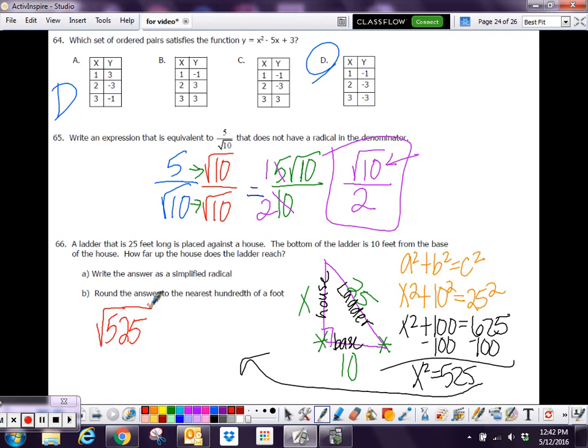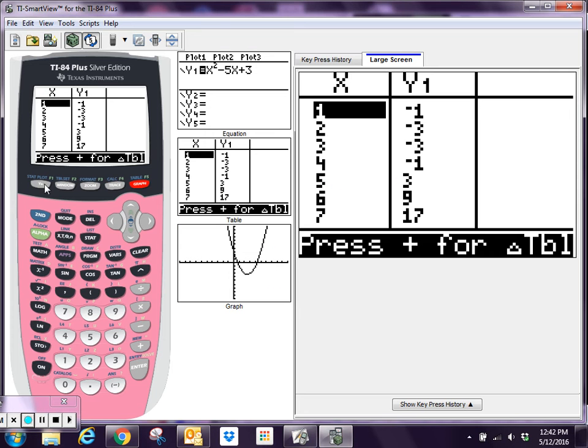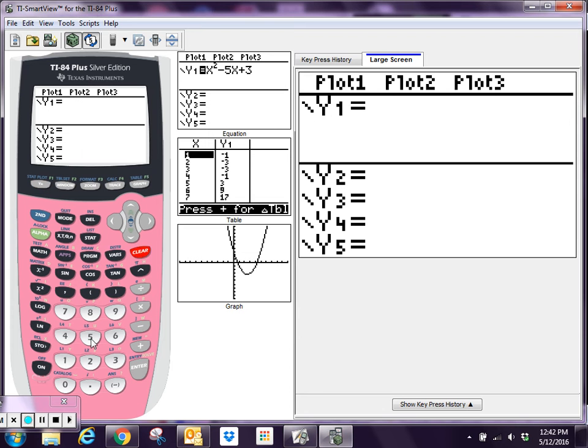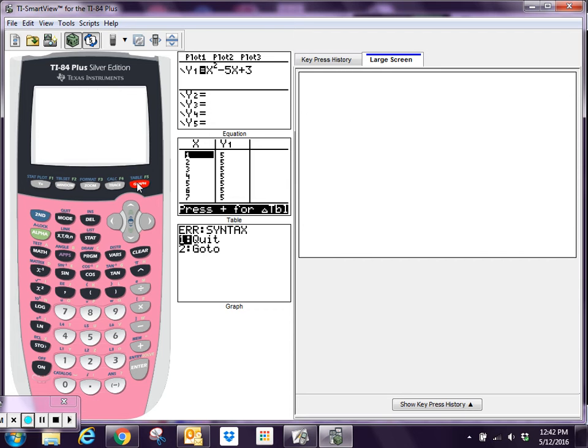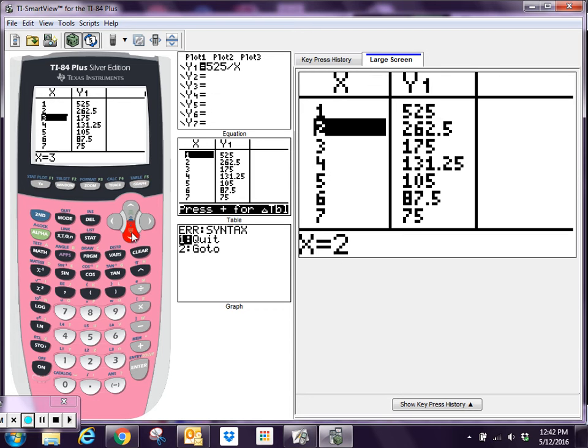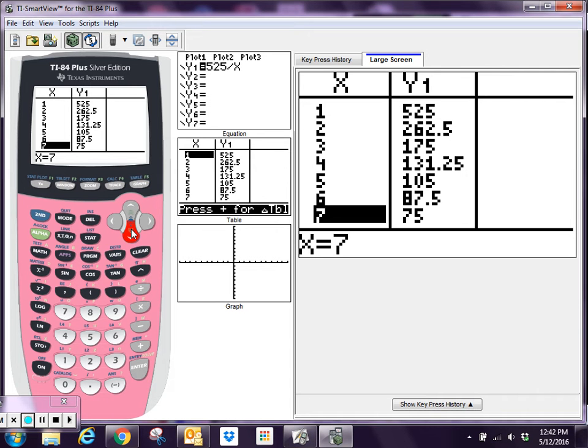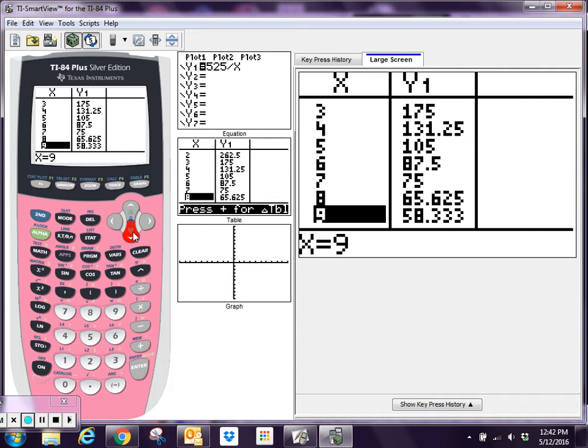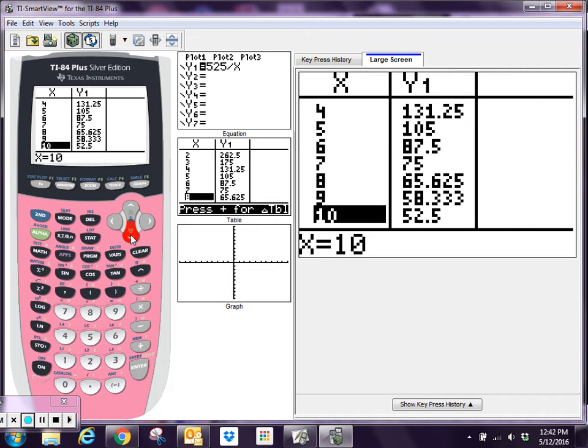525. Now A says write the answer as a simplified radical, which means I've got to simplify this. Remember, if you want to look for factors, you can go to your y equals. You can type in 525 divided by x and pull up your table, and you can see everything that multiplies to be that. You start looking for perfect squares in both columns. Haven't seen any yet.